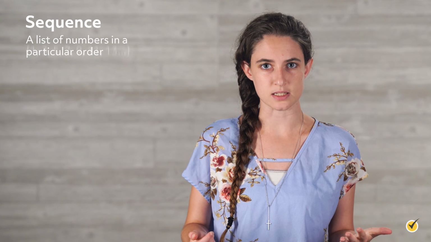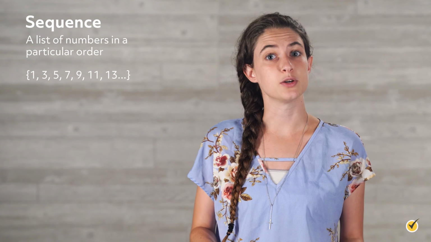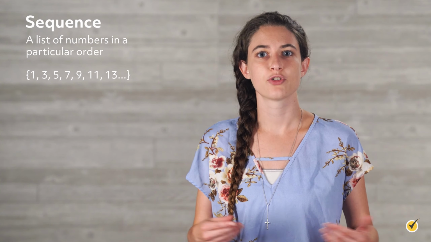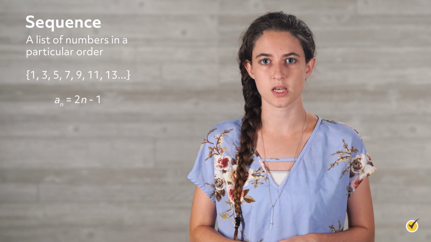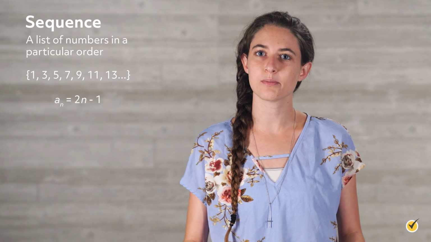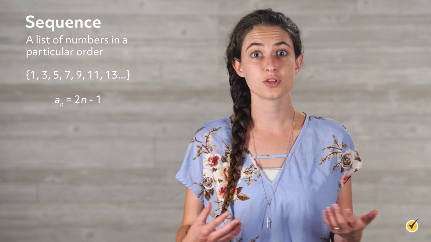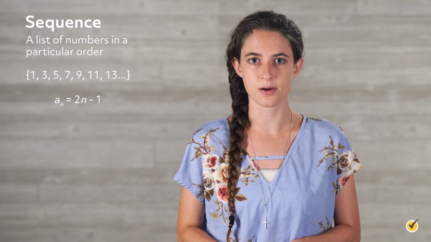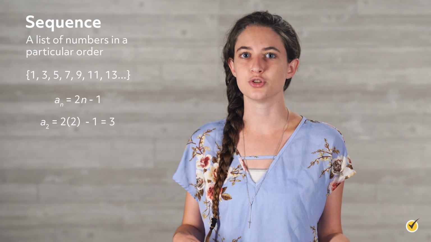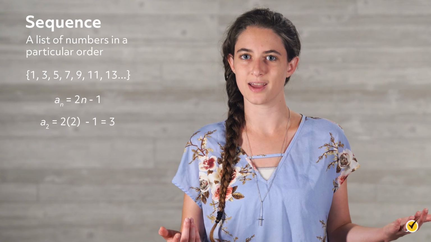A sequence is a list of numbers in a particular order, like this. We can also write a sequence as a formula or a rule. For our sequence, it looks like this. a sub n is equal to 2n minus 1. The letter n represents the number of the term in the sequence, so the second number in the sequence can be found by substituting 2 for n in the formula. a sub 2 is equal to 2 times 2 minus 1, which equals 3.